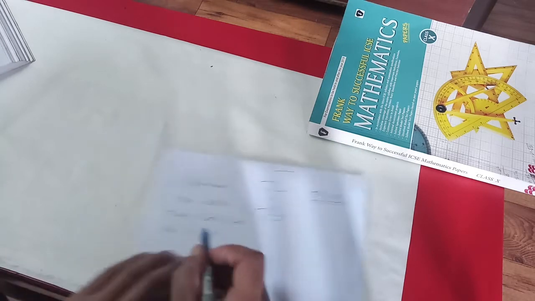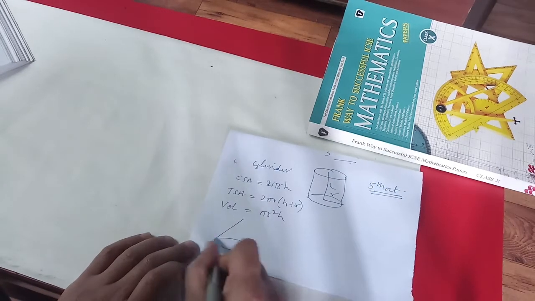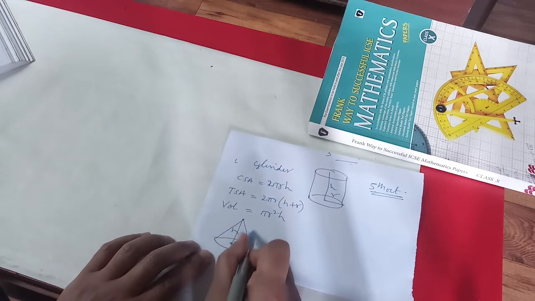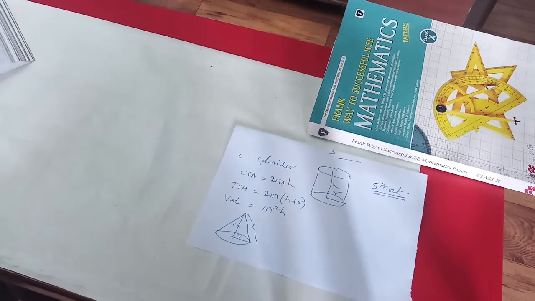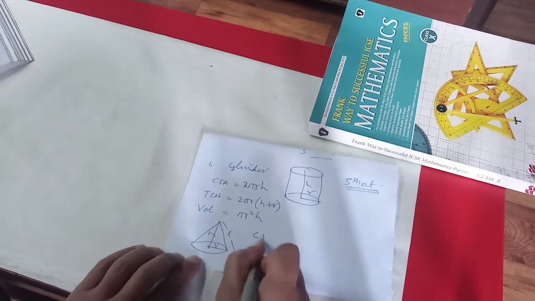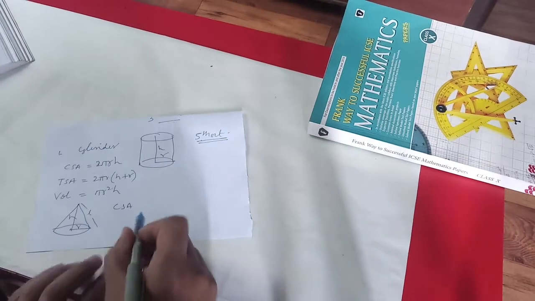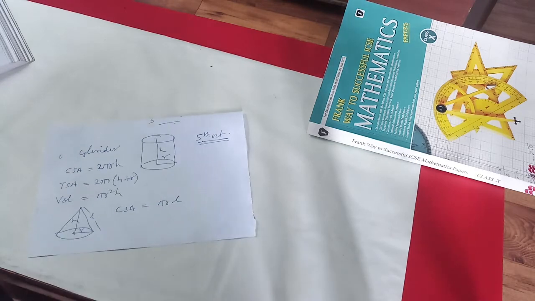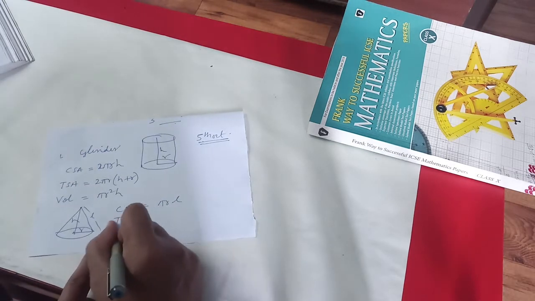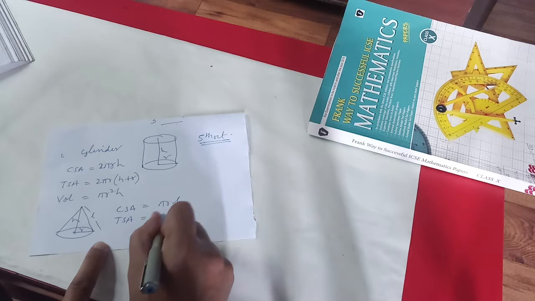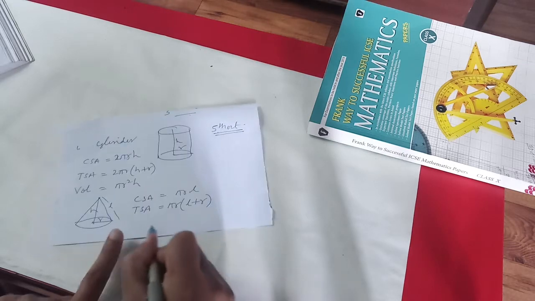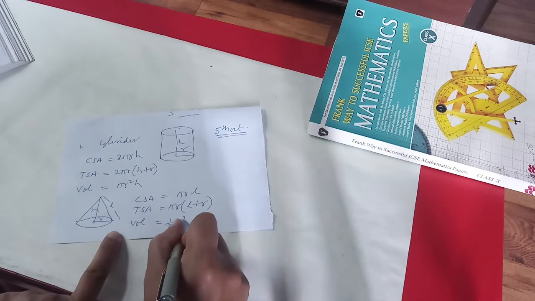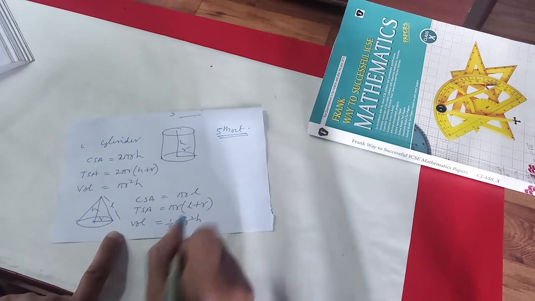Then in the second one we discussed the cone. In the cone also you have got radius, height, and there is one more nomenclature, that is slanting height. Here also we have found the curved surface area, which was pi rl, where l is the slanting height. Then the total surface area, which was pi r (l plus r). Then the volume, which will be 1/3 of the volume of the cylinder.